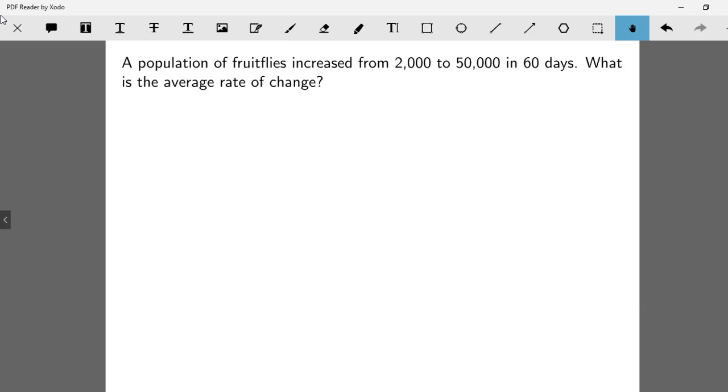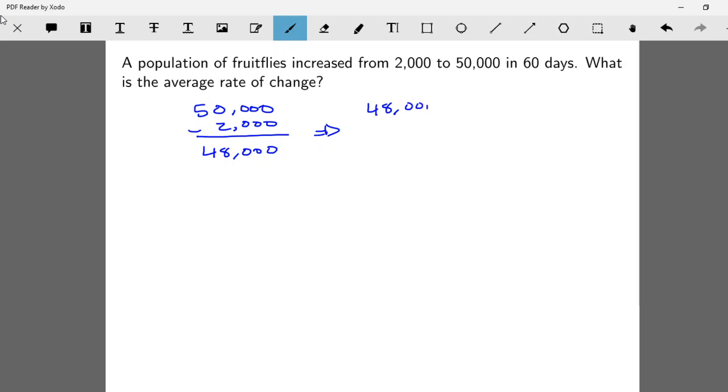A population of fruit flies increased from 2,000 to 50,000, my goodness, in 60 days. What's the average rate of change? A lot. Let's take 50,000 and subtract 2,000 from it, and we'll get 48,000. That's the change in the population. We need to divide that by the time. 48,000 in 60 days is, let's see here, 4800 over 6 is 800.